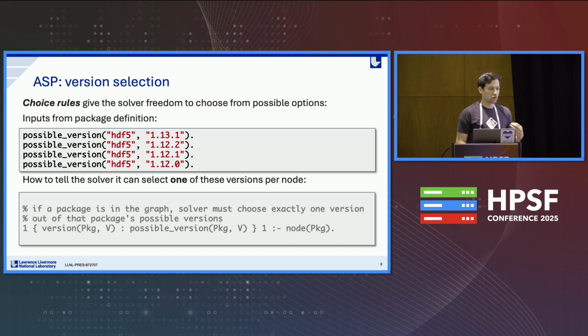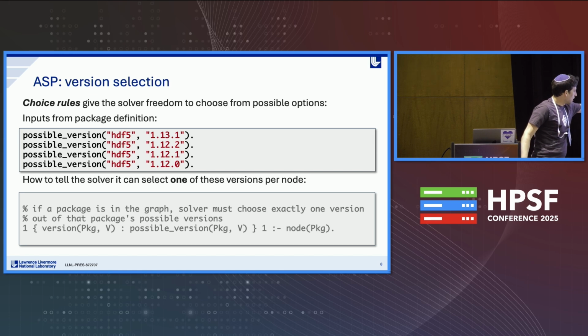There are choice rules in ASP as well, which allow the solver to generate new facts. So if you've got a bunch of possible versions, you can have this rule at the bottom here that says there is at least one thing in this set, and we'll talk about the set later, but there's also at most one thing in it. And if there's a node, we've got a set like this, and this is choose a version. You can create this fact out of thin air with the constraint that it has to be from the possible versions.